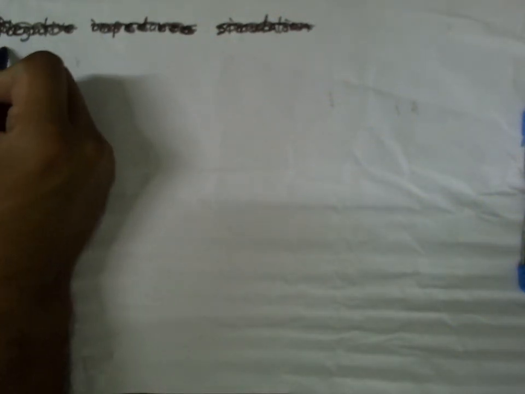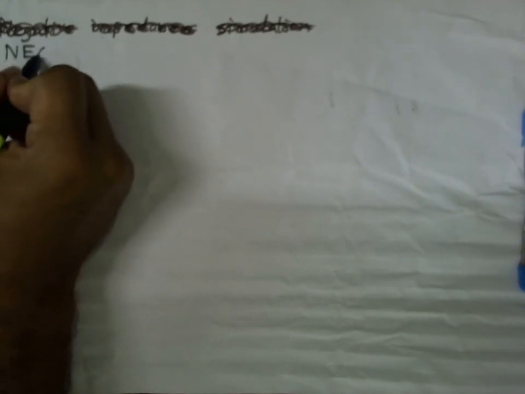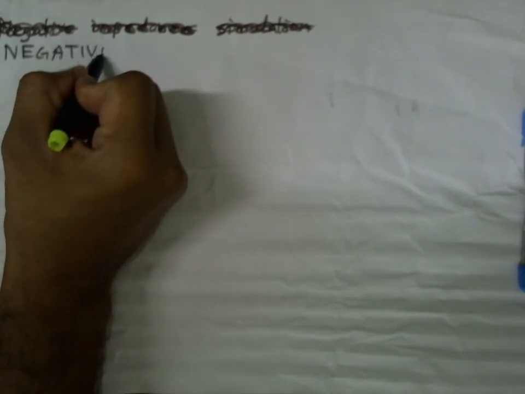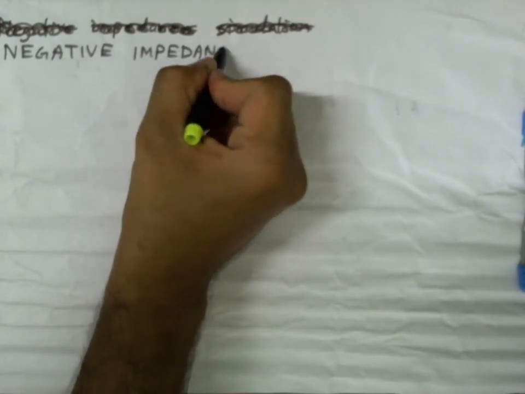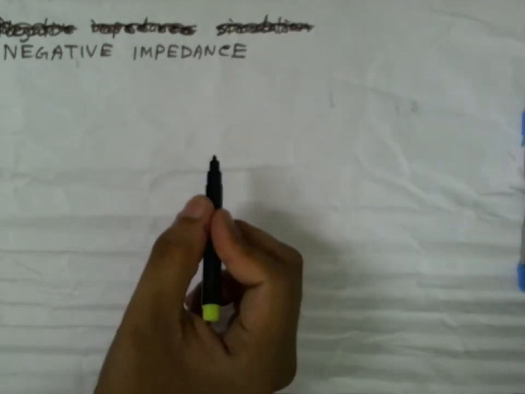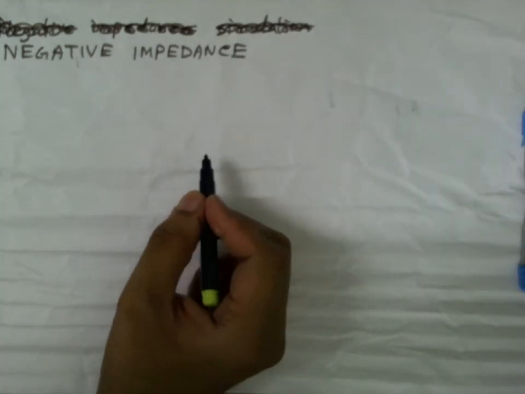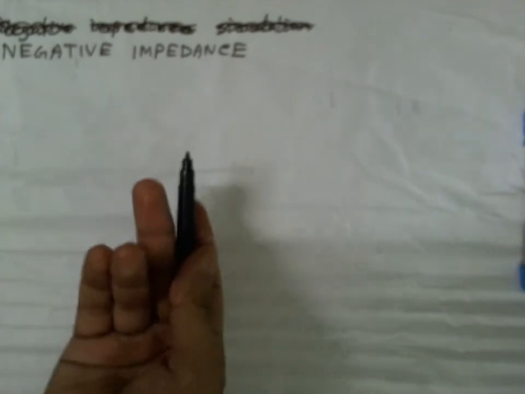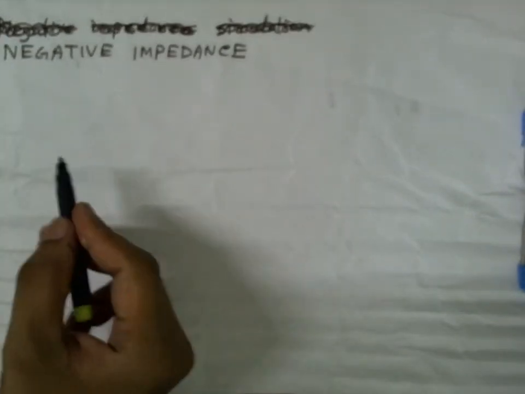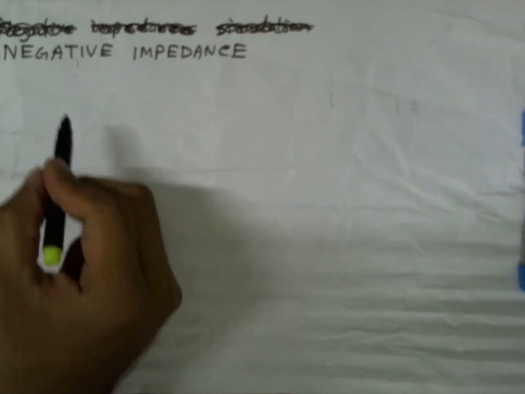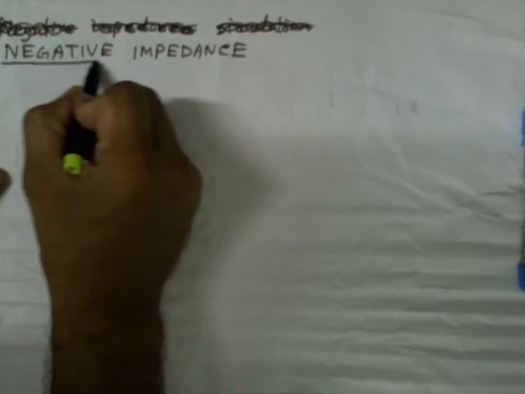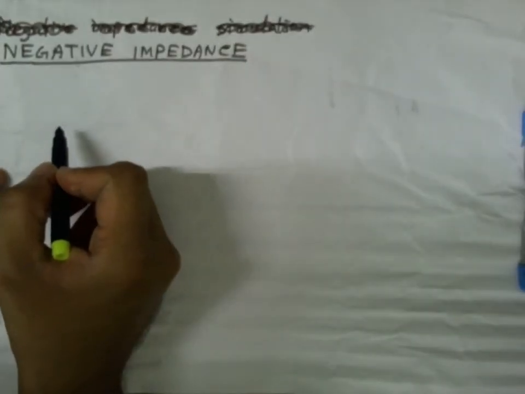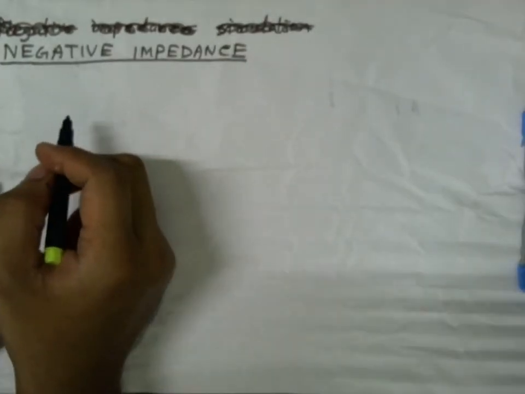Okay, in this video we are going to talk about negative impedance. And we will use an op-amp to simulate some negative behavior of an impedance, like a negative resistance or something similar. Let me first clarify what I mean by negative impedance.